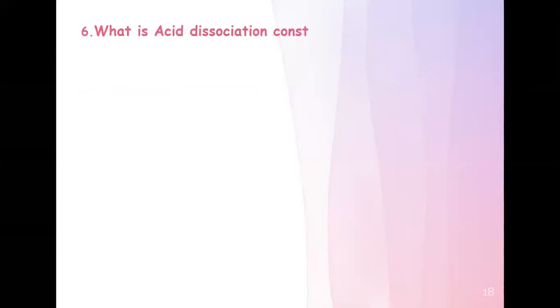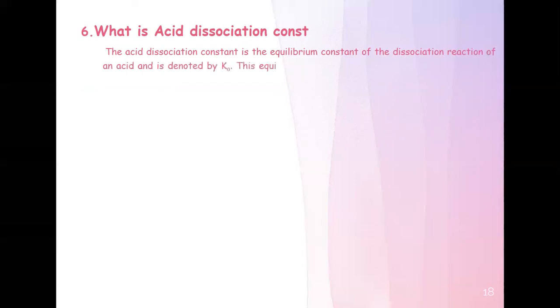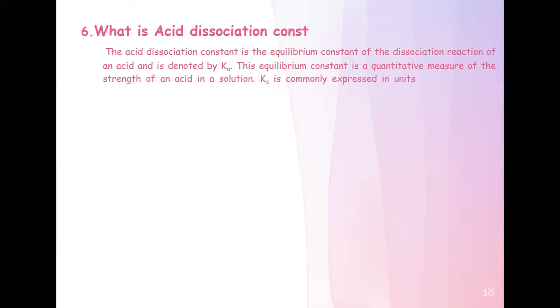Then what is acid dissociation constant? The acid dissociation constant is the equilibrium constant of the dissociation reaction of an acid and is denoted by Ka. This equilibrium constant is a quantitative measure of the strength of an acid in a solution, and Ka is commonly expressed in units of mole per liter for an aqueous solution.